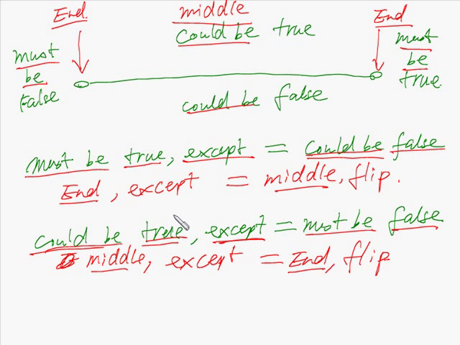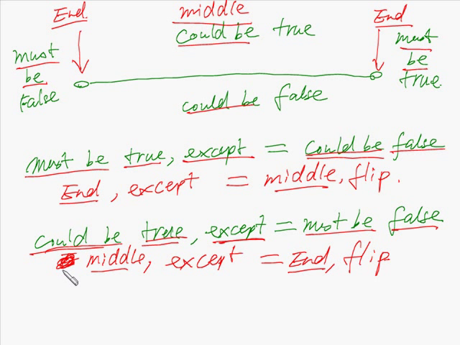Which one of the following could be true except? Must be false. Which one of the following could be false except? Must be is the endpoint, so go to the middle. Could be, false to true, could be true. So run through these scenarios. Which one of the following must be true except? Which one of the following could be true except? Must be false. Which one of the following could be false except? Must be true. Right? And the good thing is also that you know you have gotten the right answer.